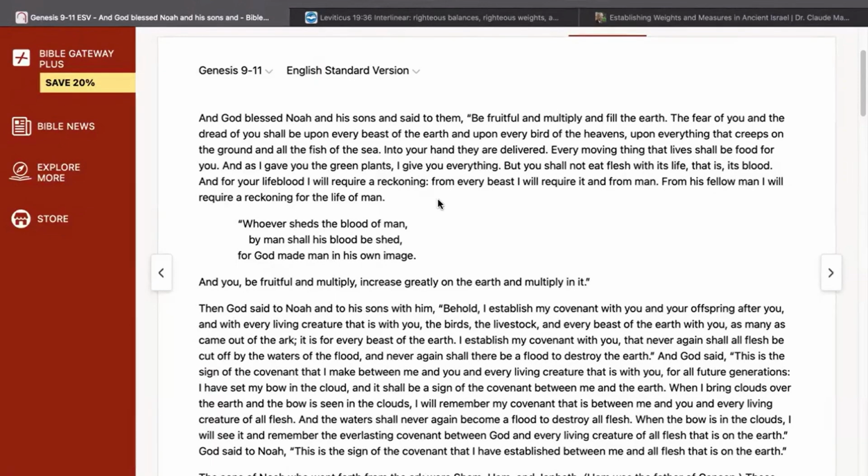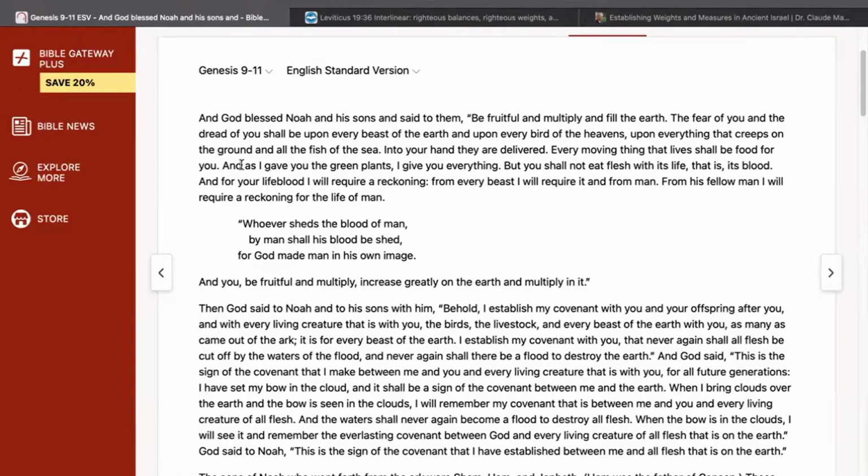Here we go. And God blessed Noah and his sons and said to them, "Be fruitful and multiply and fill the earth. The fear of you and the dread of you shall be upon every beast of the earth, and upon every bird of the heavens, upon everything that creeps on the ground, and all the fish of the sea. Into your hand they are delivered. Every moving thing that lives shall be food for you. And as I give you the green, sorry. Goodness gracious. Let me start this over."